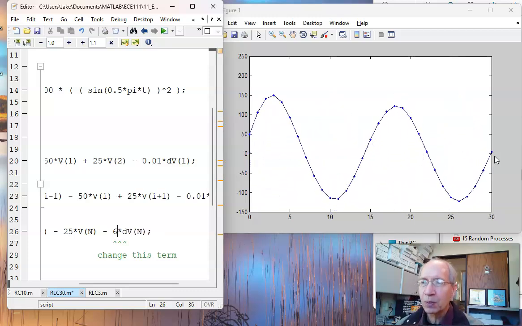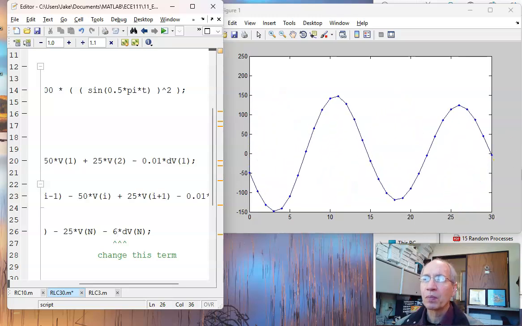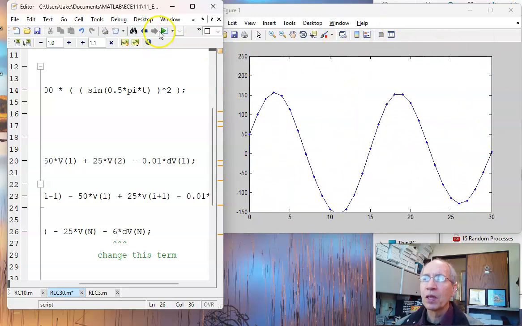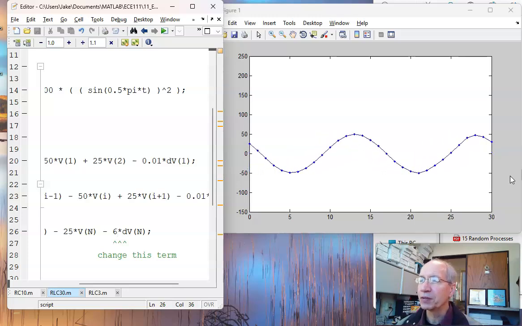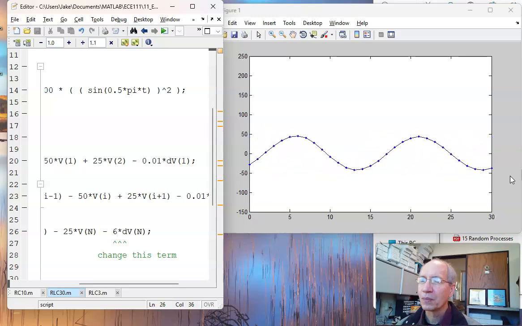So 6 was about the number that I found. There's your standing waves. Try it at 6. What happens is instead of getting reflections, all the energy is absorbed on the right. If there's no reflections, there's no standing waves. So this is really what you want for a transmission line. This is really what you want for a building. And there's your second order coupled differential equations, the wave equation.